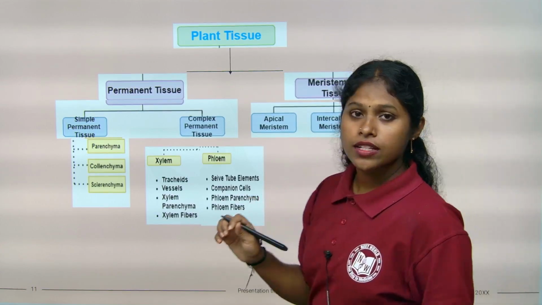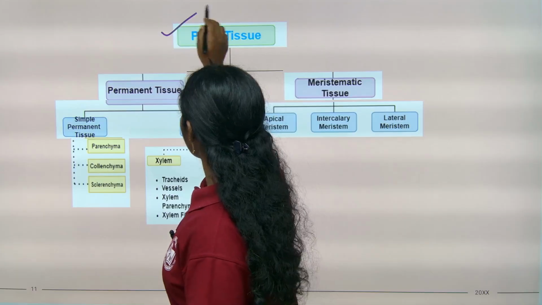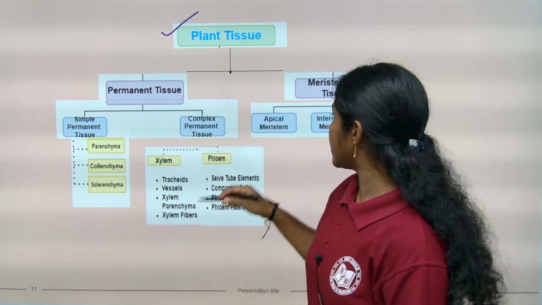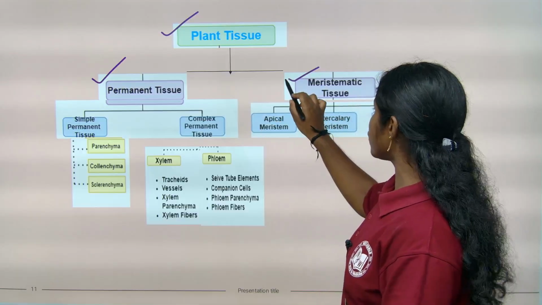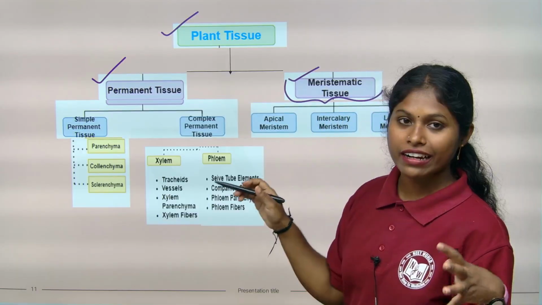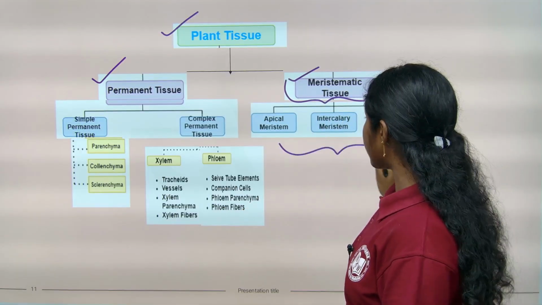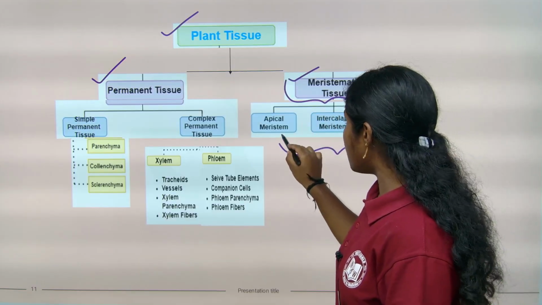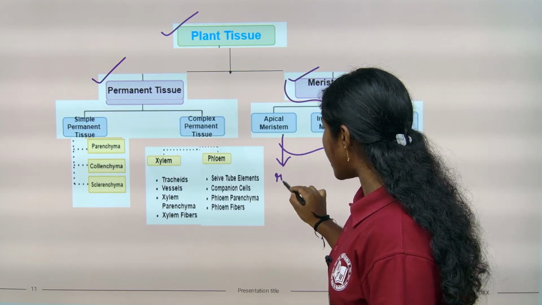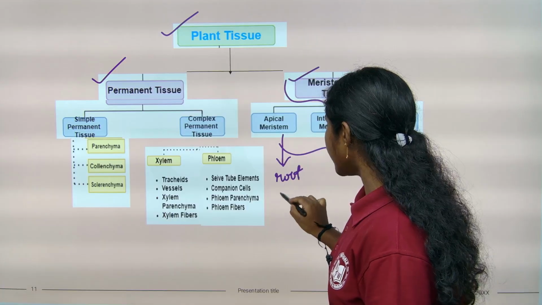Plant tissues are of how many types, children? There are two types: one is meristematic tissue and another is permanent tissue. Meristematic tissues, based on location, are categorized into three types: apical meristem, intercalary meristem and lateral meristem. Apical meristem is present in the root tips and also the shoot tips, right?